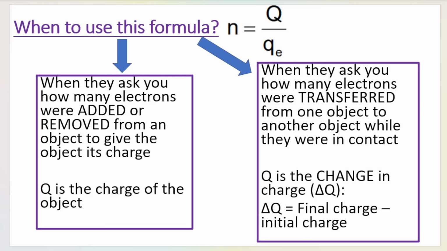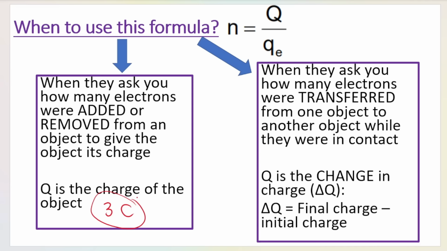Right. When do we use this formula? I like to break it down into 2 situations for my students because it might help them. The first situation is when you are asked how many electrons were added or removed from an object to give it its charge. So for example, if I say my object's charge is 3 coulombs, and I ask you, how many electrons were removed to give it this charge? It doesn't just get that charge. Remember, that's a positive charge. I must remove electrons. I must take away negative stuff, electrons, to make it positive. And the question could say, how many electrons?